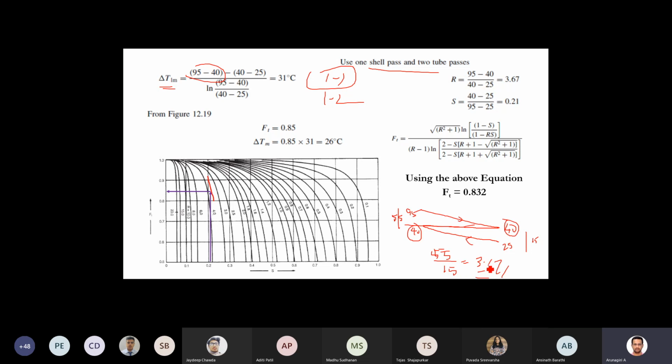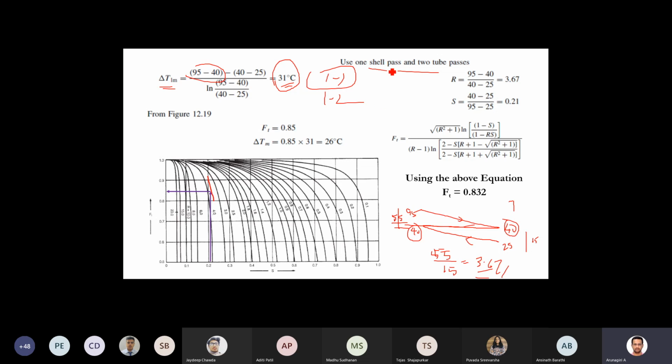So as per the AMTD and LMTD thumb rule, we can go for LMTD. Otherwise, 55 plus 15 is 70, 70 by 2 is 35 degrees centigrade. For AMTD the delta T value is 35 degrees centigrade, but here we get 31 degrees centigrade. So you can start with 1-2.